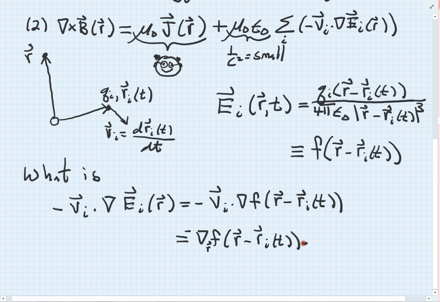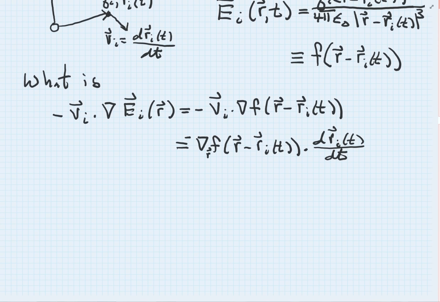And then I take the derivative of f with respect to r, and now I dot product with v sub i, but v sub i is the derivative of r sub i with respect to time t. Now that's kind of interesting, isn't it? This looks a lot like the derivative of f with respect to its argument times the derivative of its argument with respect to time t. That's starting to sound a lot like the chain rule for derivatives.